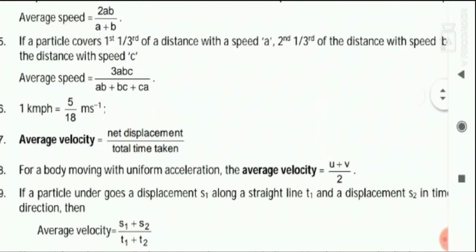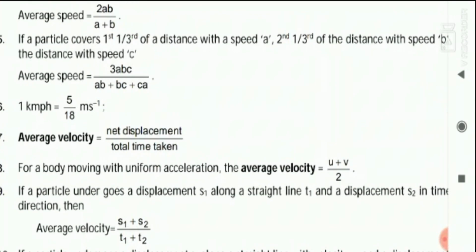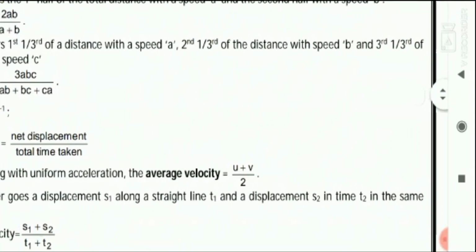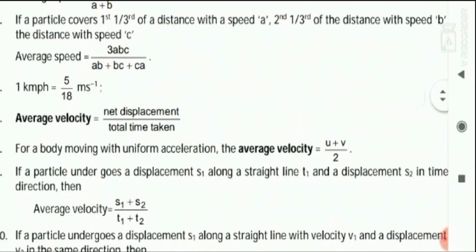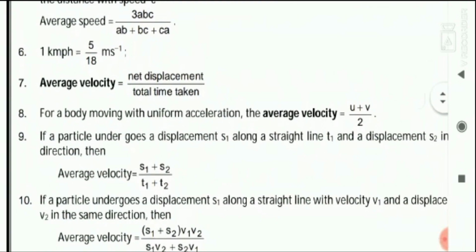Then the next formula, instead of half, if the first 1/3 of the total distance is covered with a speed a, the second 1/3 of the distance with a speed b, and the third 1/3 of the distance with speed c, then the formula is 3abc by ab plus bc plus ca. Simply a, b, c values will be given, and those you have to substitute and calculate. Look at this, how simple I made it.